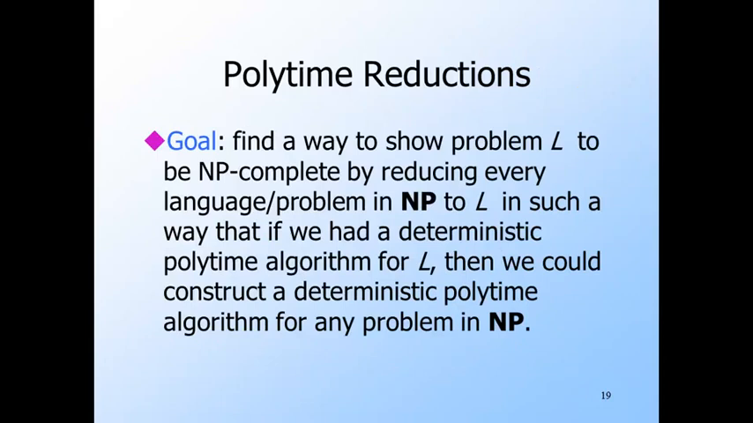So in order to show problem L to be NP-complete, we have to show that every problem in NP is somehow embedded in L. We need a transformation from every problem in NP to L, and this transformation has to be sufficiently fast that if we had a deterministic polynomial time algorithm for L, then we could use it to build a deterministic polynomial time algorithm for each problem in NP.